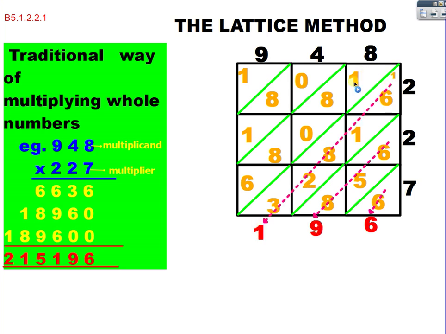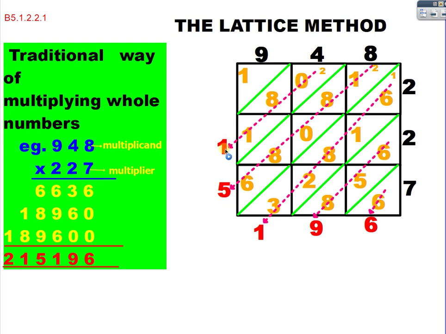Now 2 plus 1 gives you what? 3. 3 plus 8 gives you what? 11. And then 11 plus 0 gives you what? 11. And then 11 plus 8, 19. And then 19 plus 6 gives you 25. So the 5 will be placed there, and then 2 will go forward. So 5 is here, and then 2 is coming. So 2 plus 0 is what? 2. And then 2 plus 8 is what? 10. And then 10 plus 1 is what? 11. So here too, we will not place all the 11 here. 1 will be here, and then 1 will go forward.